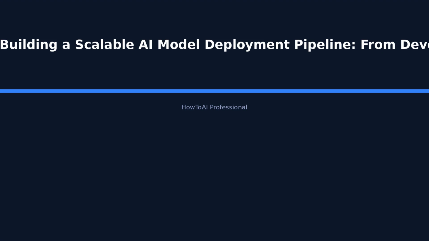To build a scalable deployment pipeline, we need to consider several key components: version control, automated testing, model training, model validation, and deployment strategies. Each part plays a vital role in ensuring that our AI model is reliable and performs well in production.